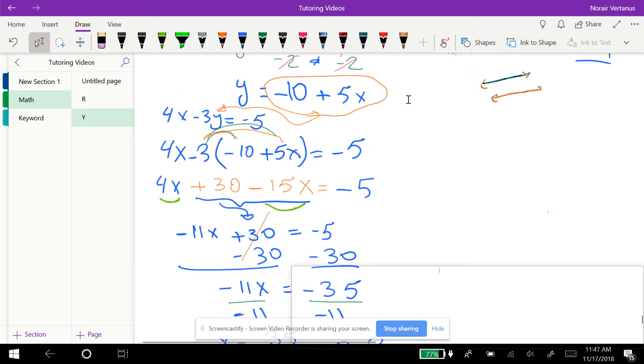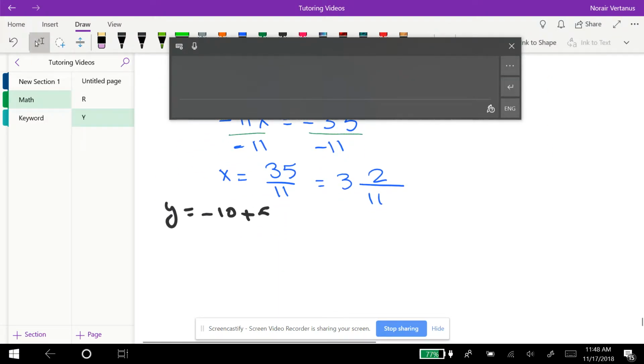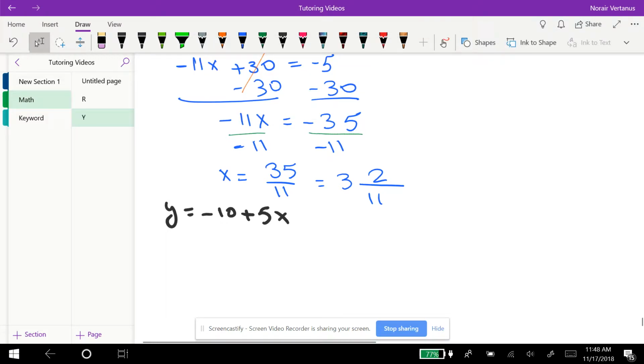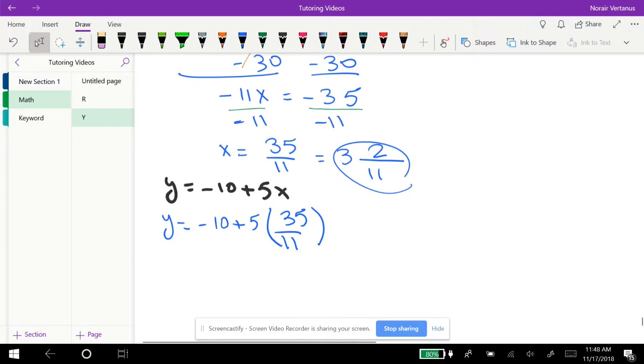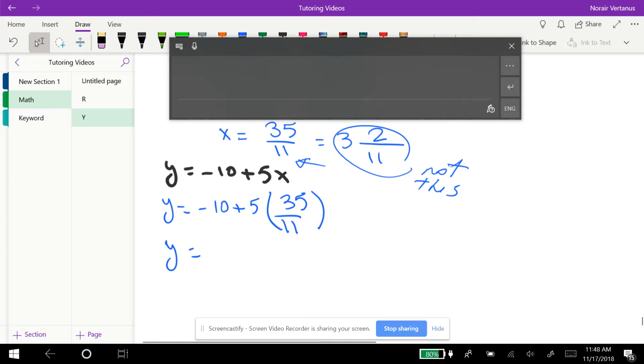We already found y was equal to, it's right here, this one. -10 plus 5x. So y is equal to -10 plus 5 times 35 over 11. I don't need to use this, because if I want to multiply 5 by a fraction, that fraction has to be an improper fraction, like this one, not a mixed number, not this. So we're done. Now we just need to calculate that quantity.